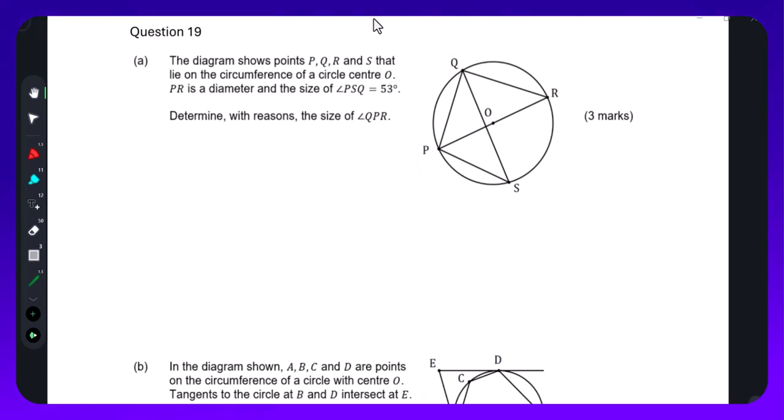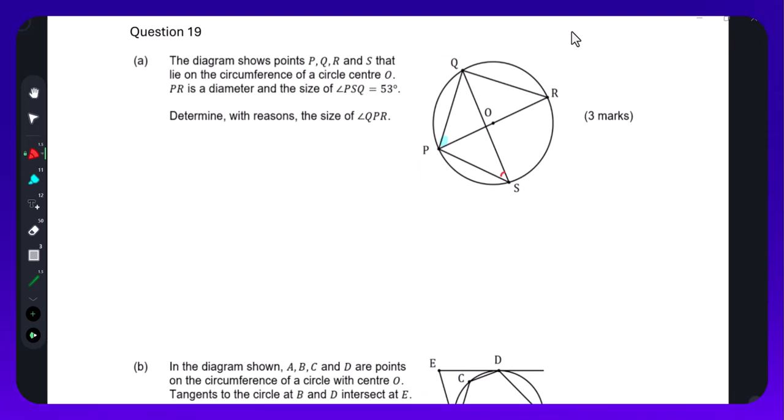Okay, question 19. The diagram shows points P, Q, R, and S so that they lie on the circumference of a circle, center O. PR is the diameter, and the size of angle PSQ is 53 degrees. Determine, with reasons, the size of angle PSQ. So I'll just highlight that one.